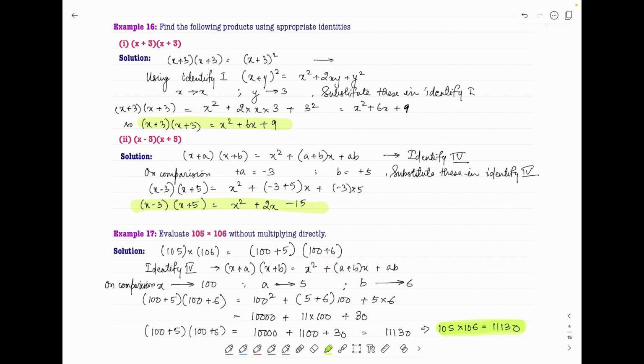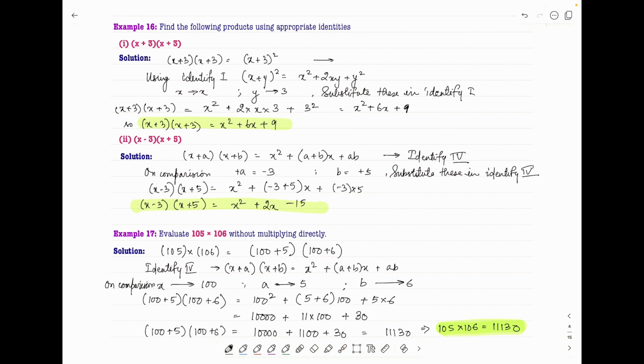Okay, we can write 105 into 106. Somewhere they can also write 95 into 106. Similarly 95, what will you write? You will write 95 as 100 minus 5, and 106 as 100 plus 6. So this is 100 minus 5 into 100 plus 6. Some teachers will tell you this is a shortcut trick of calculating 105 into 106.